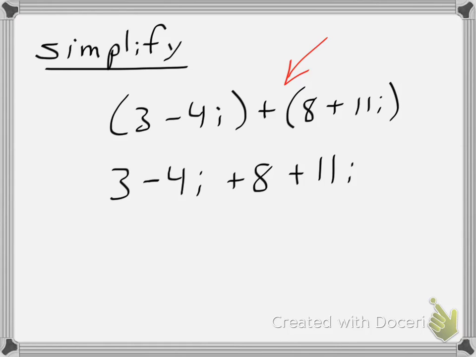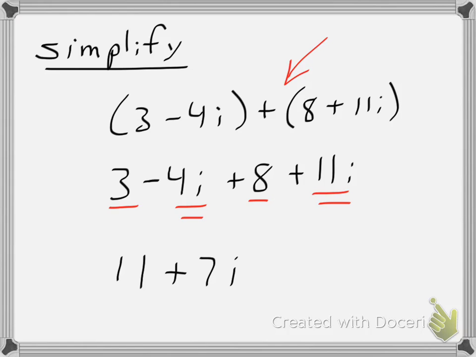I want to look at 3 and 8 as common terms, and -4i and 11i as common terms. It's just like saying -4x and 11x. It works the exact same way. So 3 and 8 will add to 11. -4i and 11i will combine to get a positive 7i.